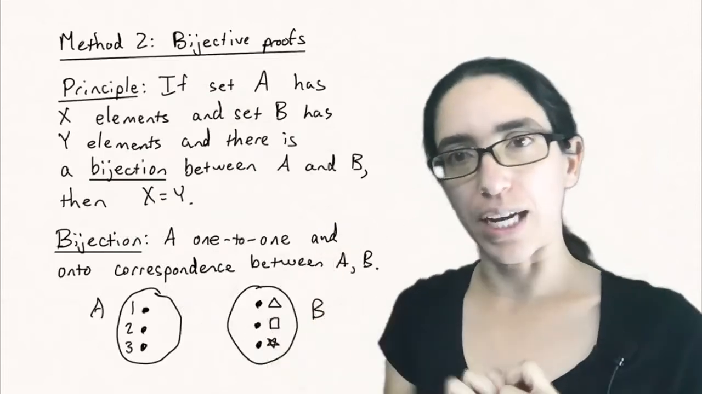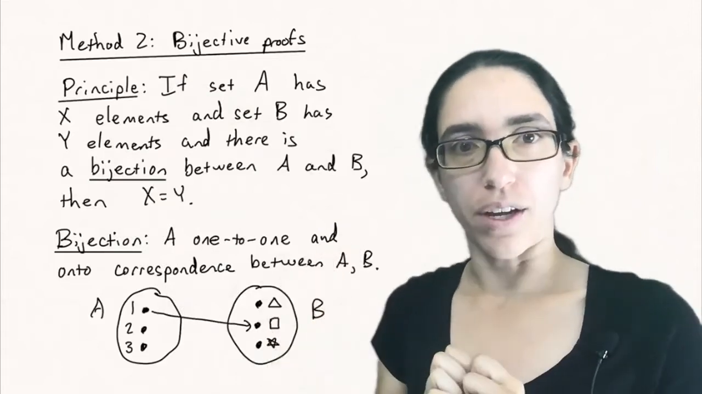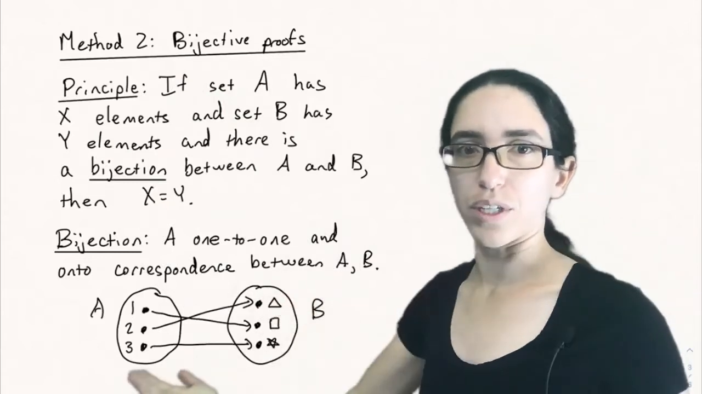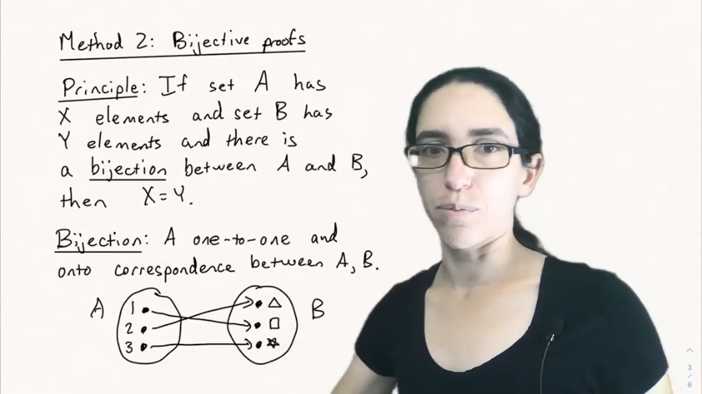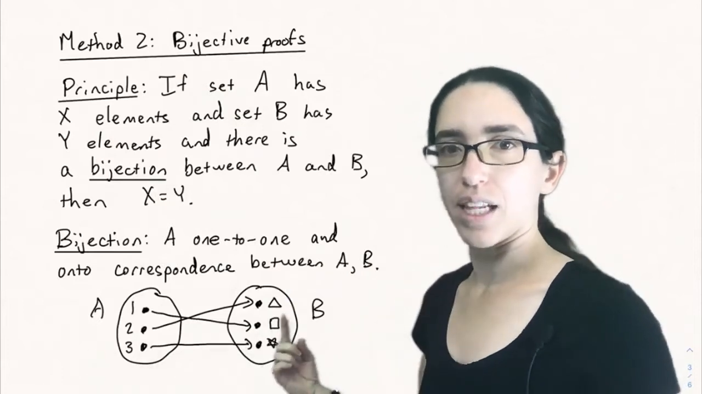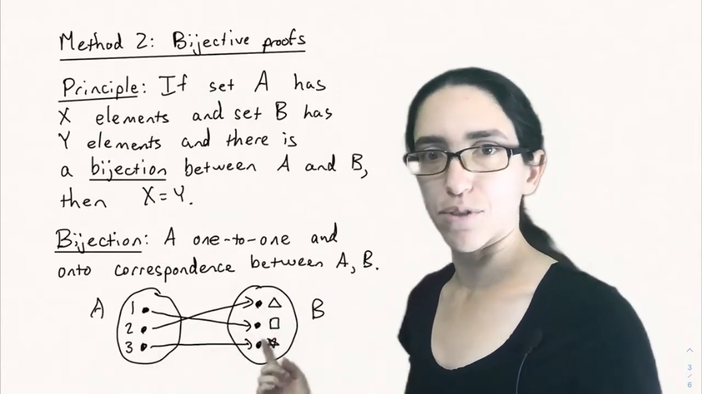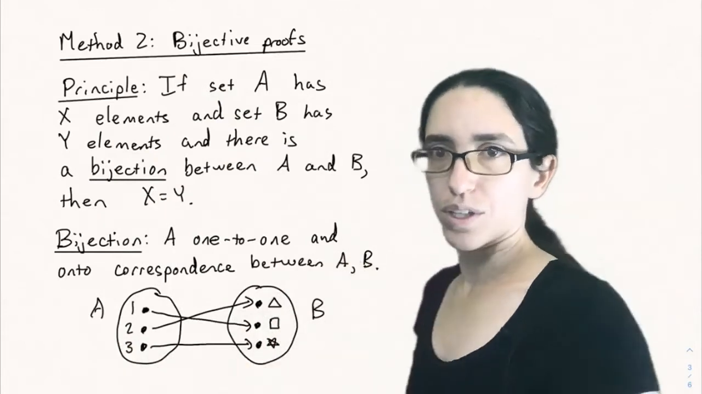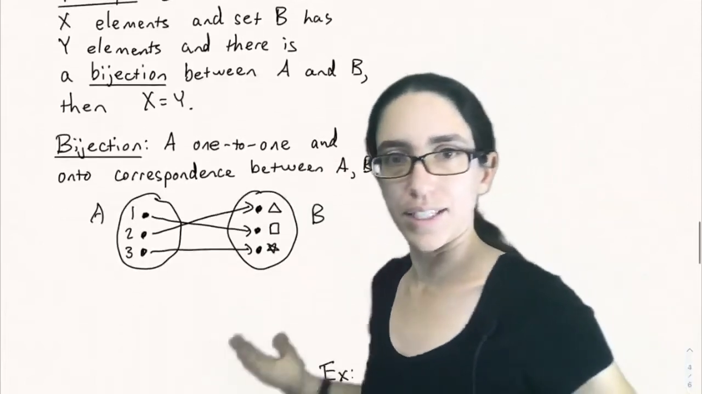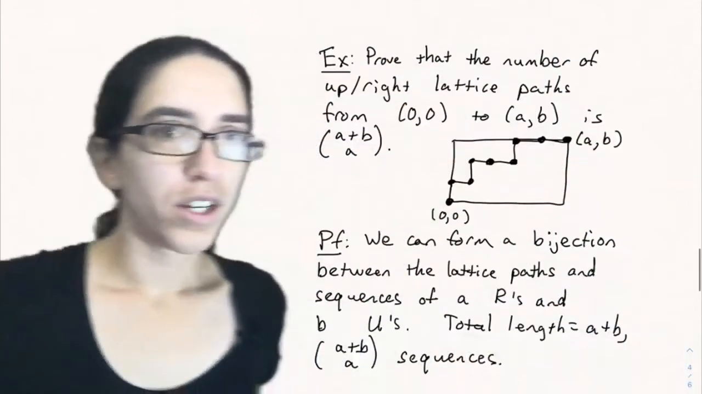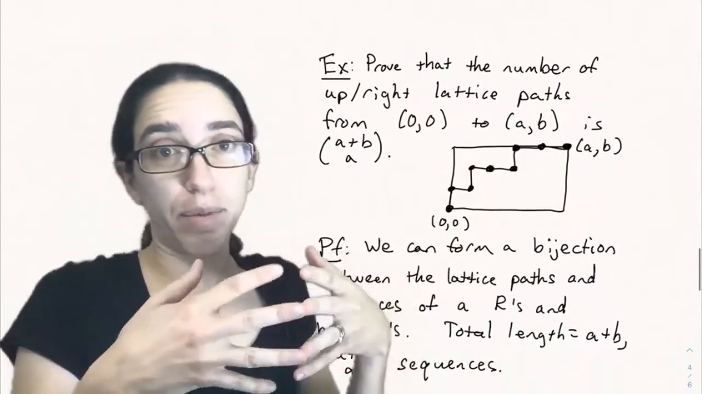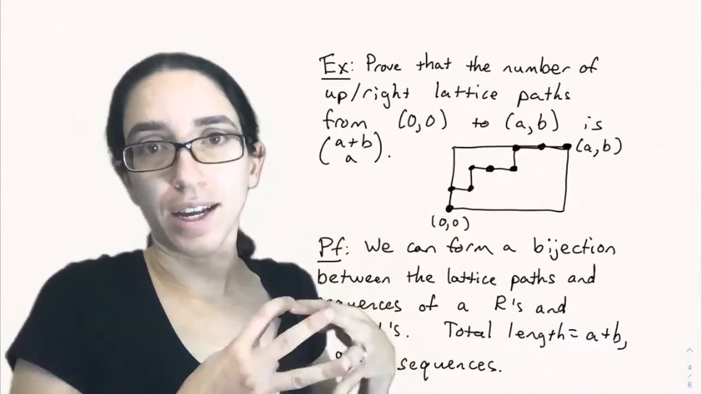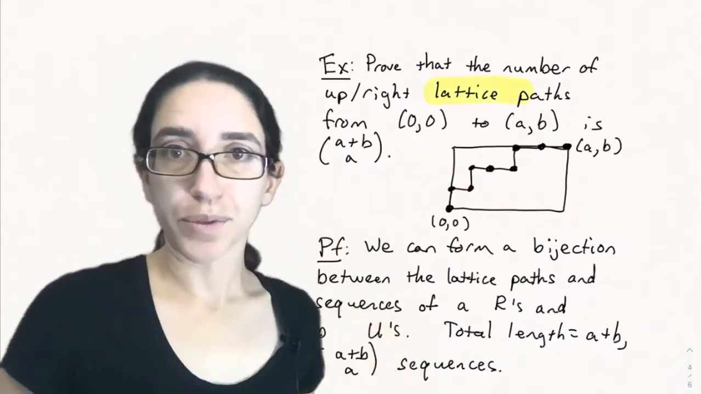So bijections are defined more formally in the book, but for now, let's just think of a bijection as a one-to-one and onto correspondence between two sets A and B, meaning a perfect matching between the elements of A and the elements of B. There can't be any elements of B left over. You can't have two of them corresponding to the same one. It's just some one-to-one correspondence that hits every element of B. So if you have a bijection between two sets, that means they have the same number of elements because you match them. And this is a very powerful tool in counting and proving that things are equal.